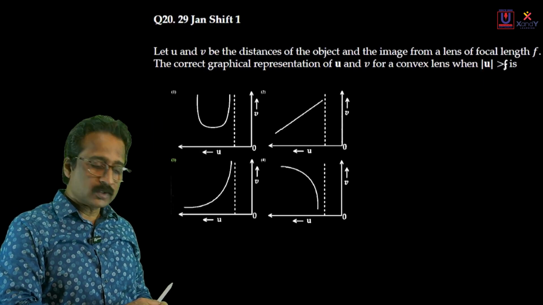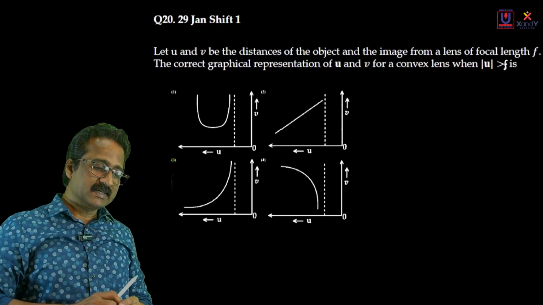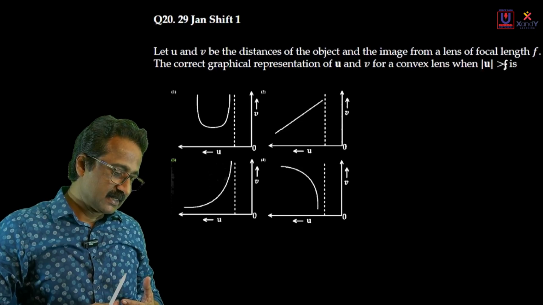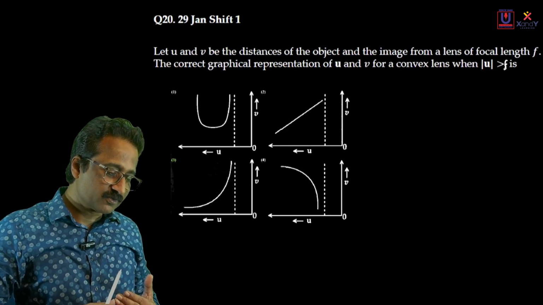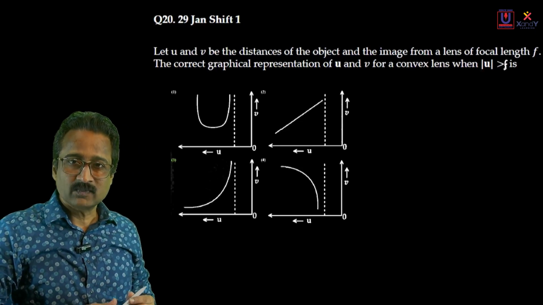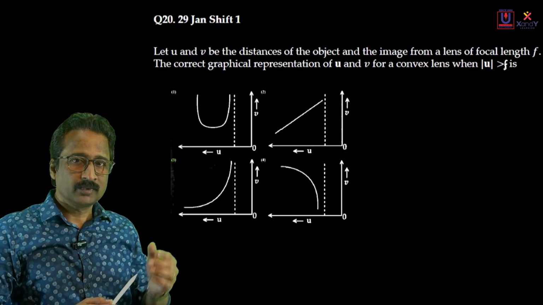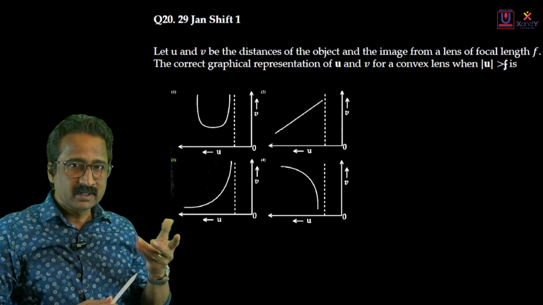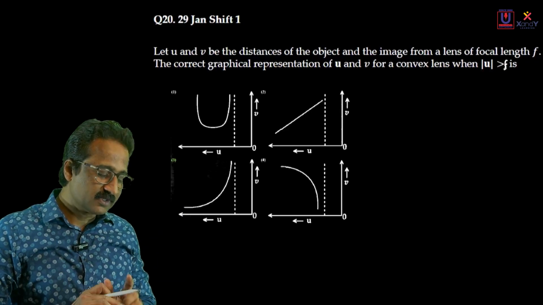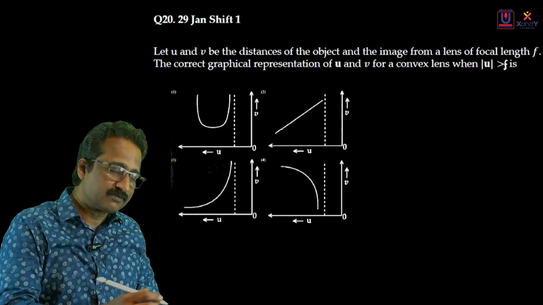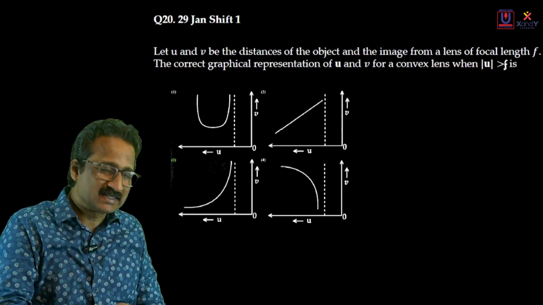Moving on to the next question. Let U and V be the distances of the object and the image from a lens of focal length f. The correct graphical representation of U and V for a convex lens will be? So this is a UV graph. Actually, we are familiar with the UV graph. Even without explaining it, you must be able to identify which graph that is. But anyway, I'm just explaining how you got that graph by taking a few points.